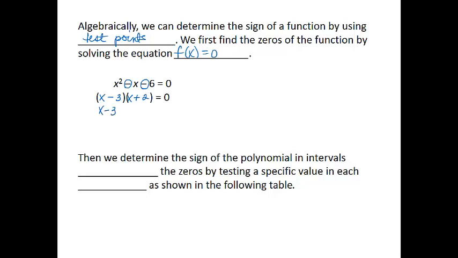So we get that the zeros are 3 and negative 2, which we just saw on the graph. Then we will determine the sign of the polynomial in intervals around the zeros by testing a specific value in each interval as shown.